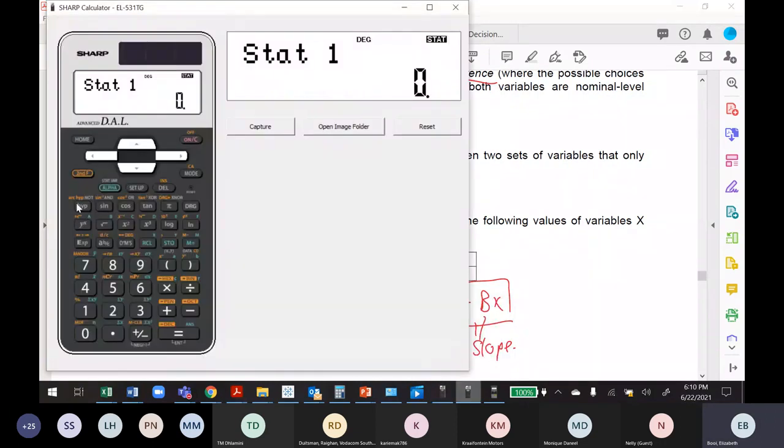You must help me if I get lost. So on this calculator, we're going to use M plus and store. Those two buttons are very important to us.